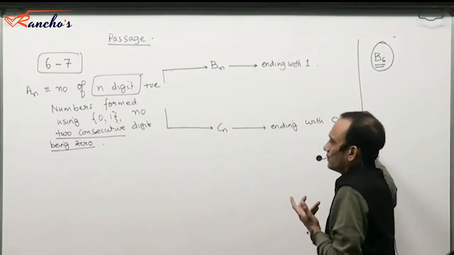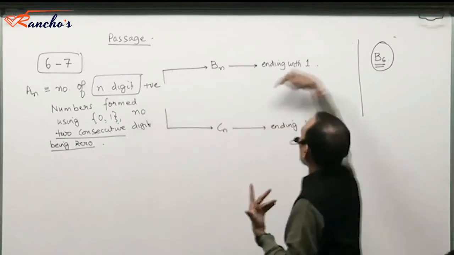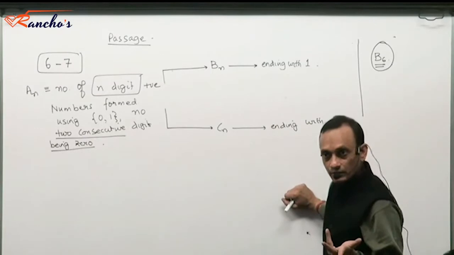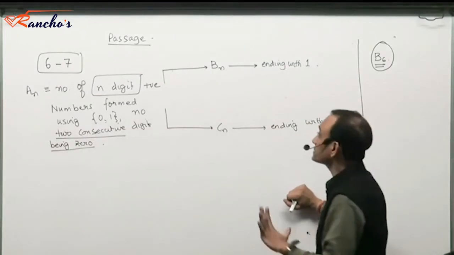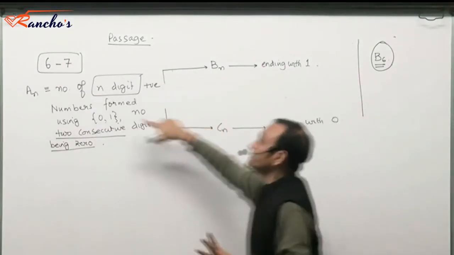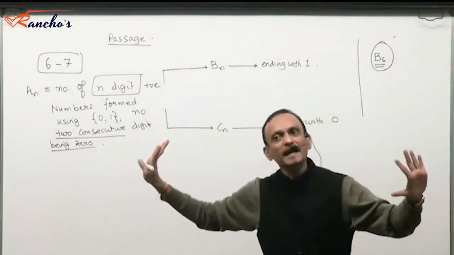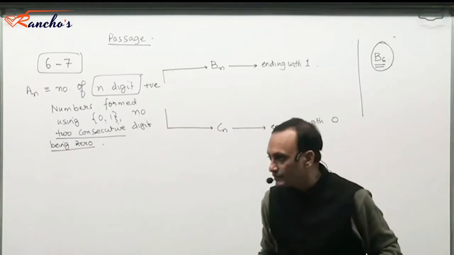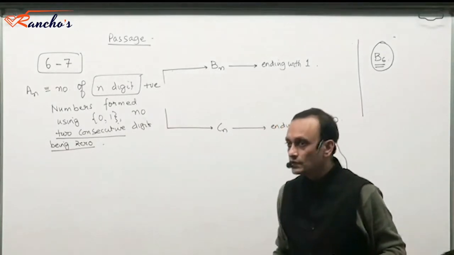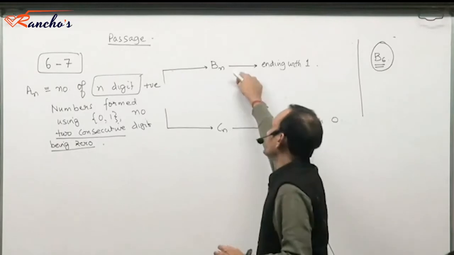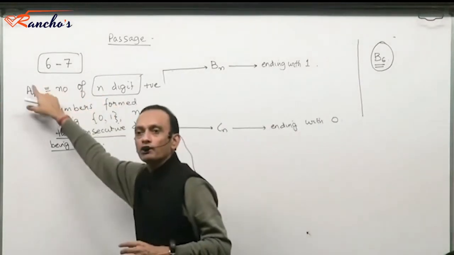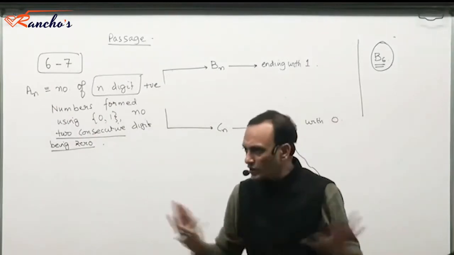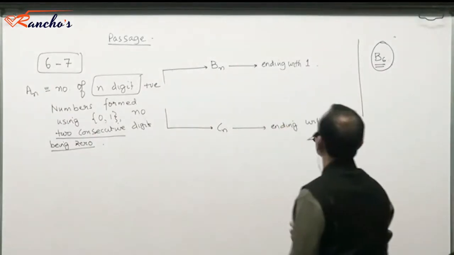Now, these numbers will either end with 1 or will end with 0. There is no other possibility, right? That means the union of BN and CN will be AN. That's the complete set. The union of BN and CN would be the set AN, right? That's for sure. That means the count for BN and the count for CN must add up to the count for AN. Is that guaranteed or not? There is no other possibility.